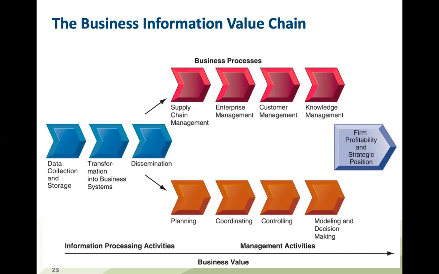So what are the business processes available? Supply chain management, which means handling the supplies. Then enterprise management, customer management, knowledge management. So in order to manage all these business processes, you can use that valuable information. And in terms of management activities, you can do better planning and coordination, controlling, and modeling and decision making.